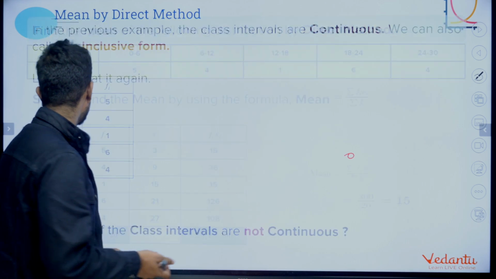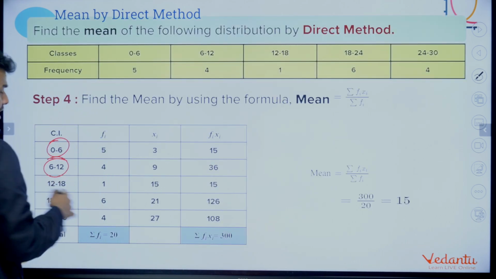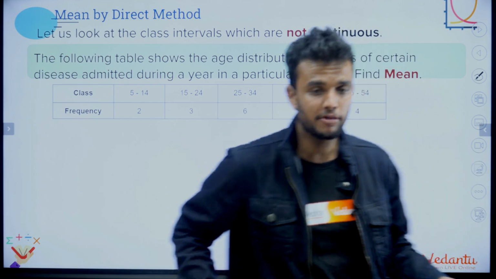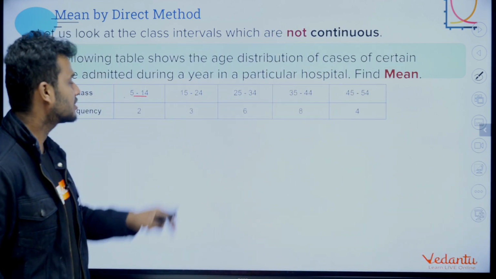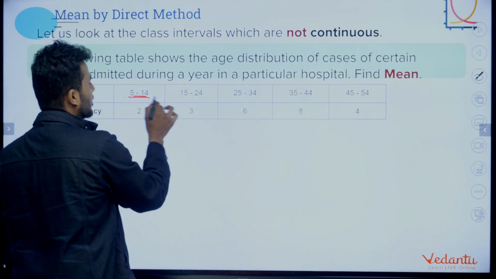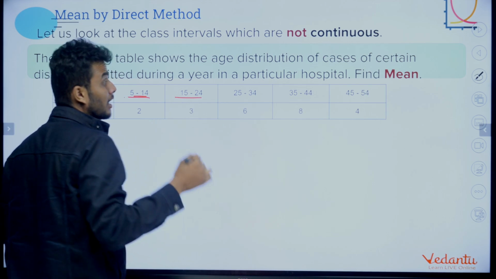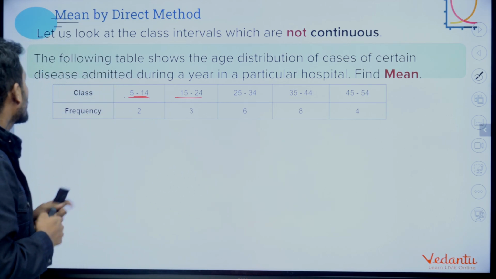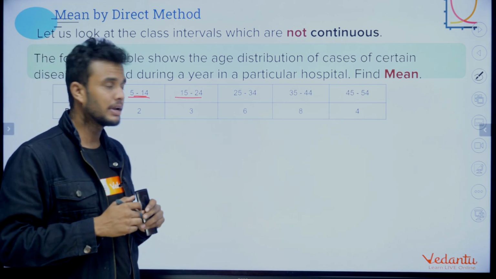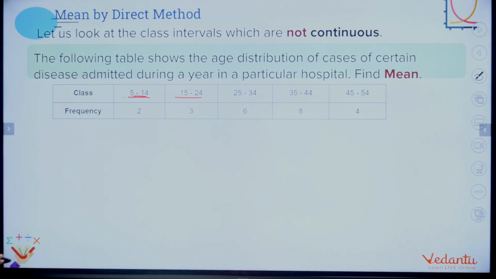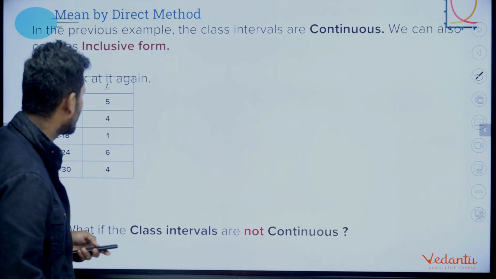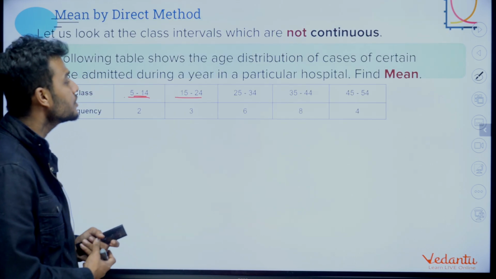It is continuous. Continuous is nothing but 0 to 6, 6 to 12. If it's not continuous, what do we do, sir? Very simple. For example, look here, sir. It is not continuous: 4 to 5, 14, 15 to 24. It has a specific difference between every number. 0 to 6, 12 to 18. Here, look here: 0 to 6, 6 to 12. Everything is there. But here, it is not continuous.